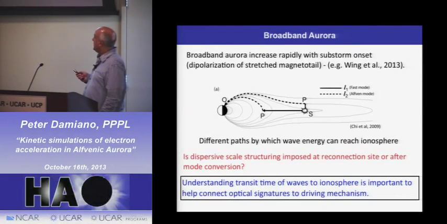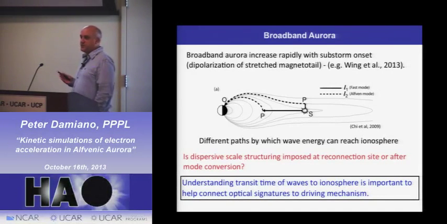Another important question is the dispersive scale structuring that's associated with these waves. Is it imposed at the reconnection site? Does it evolve with the wave in transit? These are all open questions that need to be addressed.